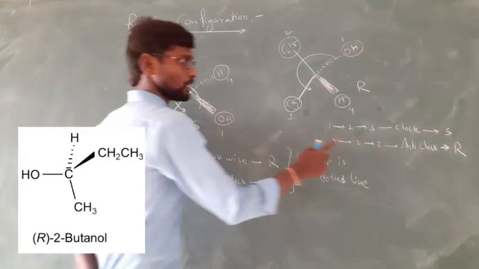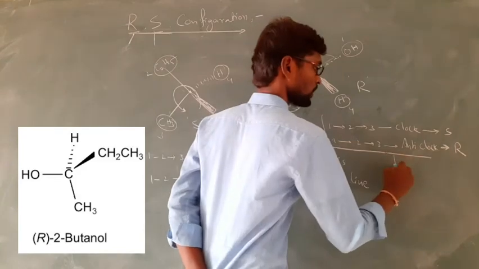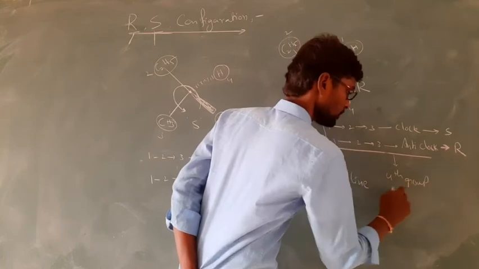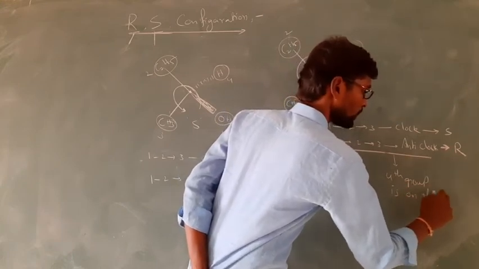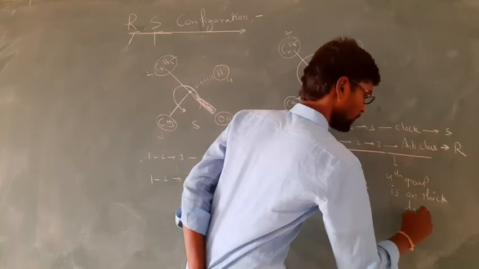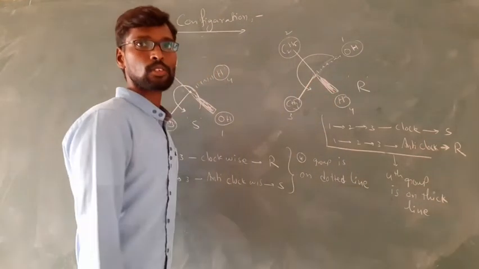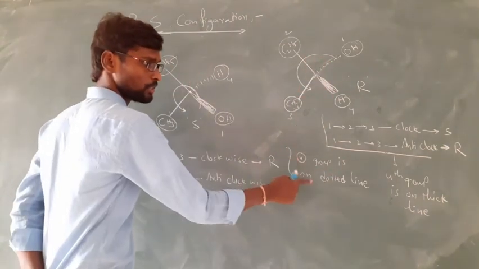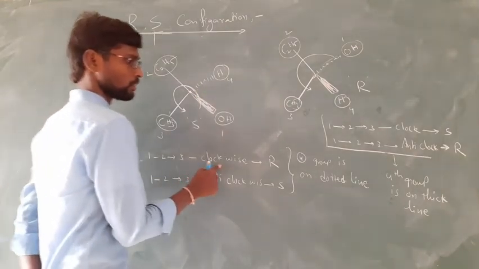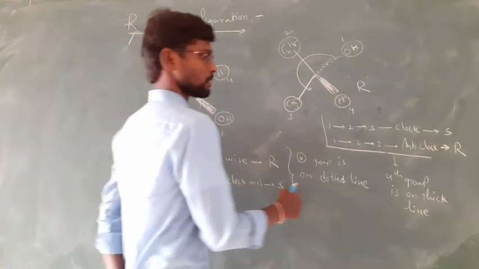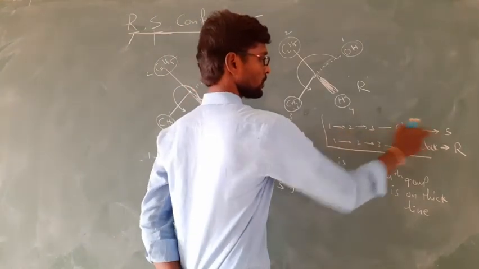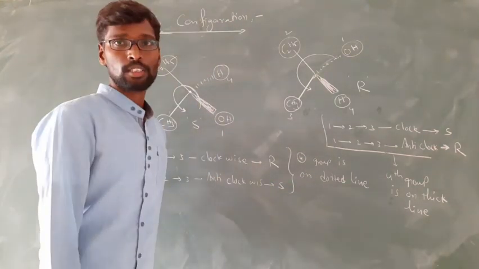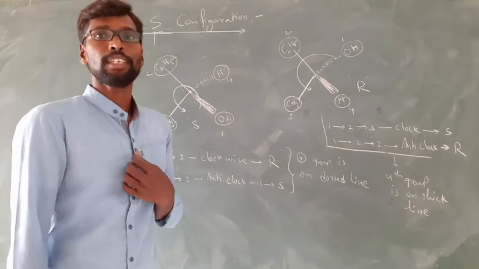So here two conditions are there. Observe here. This condition is applicable when the fourth priority group is on the thick line. When the fourth group is on the dotted line, the other is applicable: 1, 2, 3 clockwise R, 1, 2, 3 anti-clockwise S. With the hydrogen on the thick line, 1, 2, 3 clockwise is S, 1, 2, 3 anti-clockwise is R. Right. So these are the RS configurations for a wedge dash molecule.